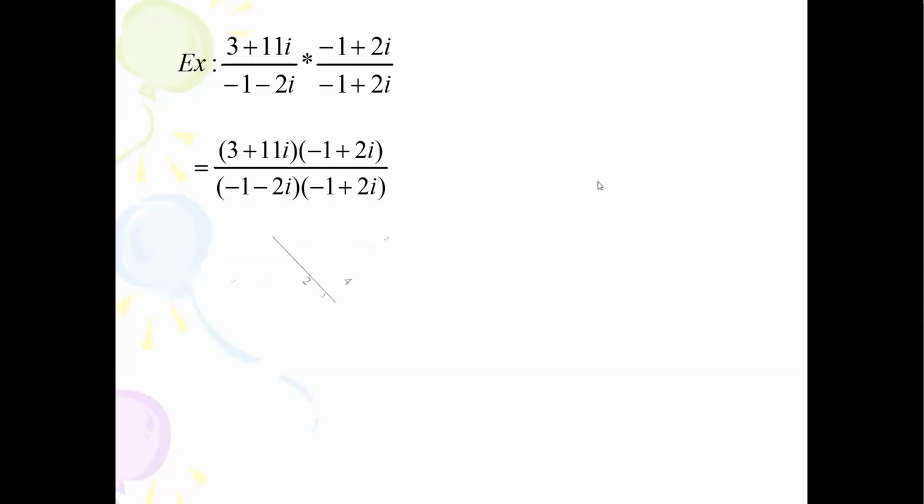And when you do that, this is what happens. So you do that multiplication. It's a lot of work. It's quite a bit of work.